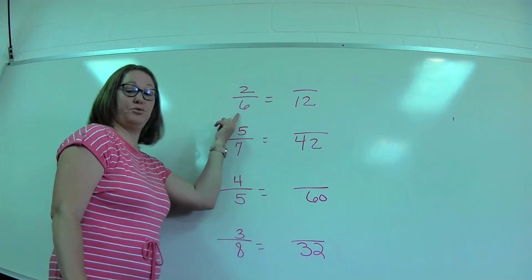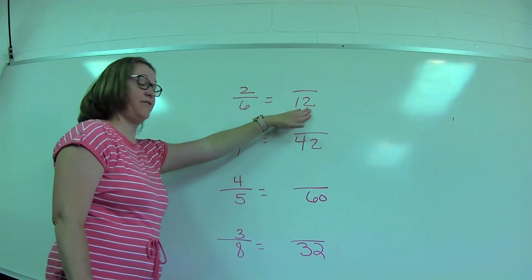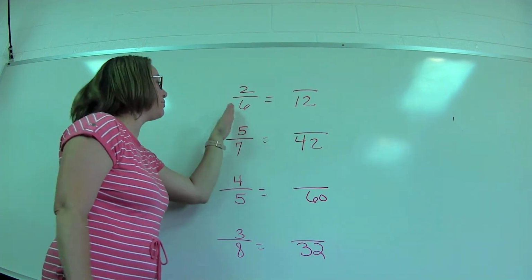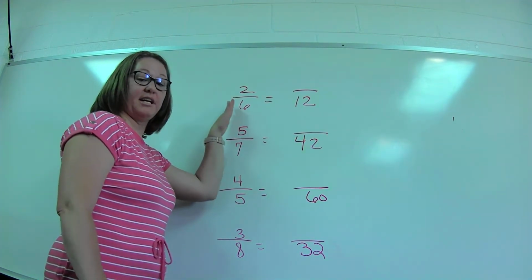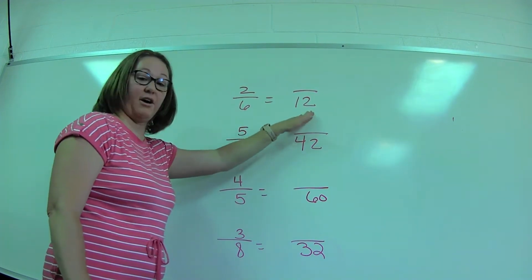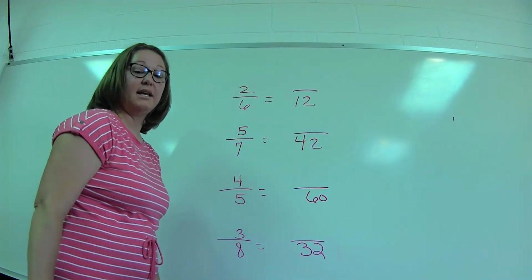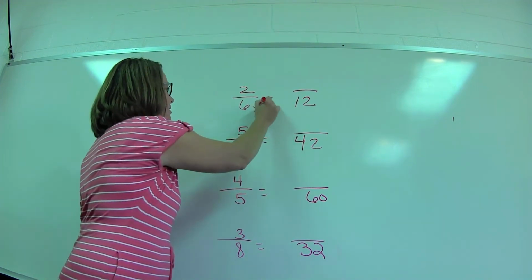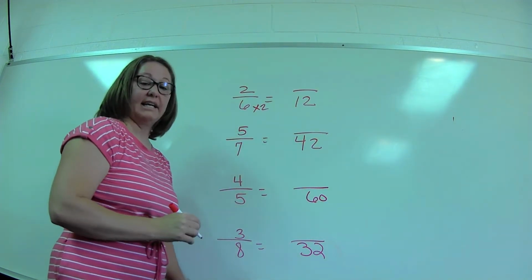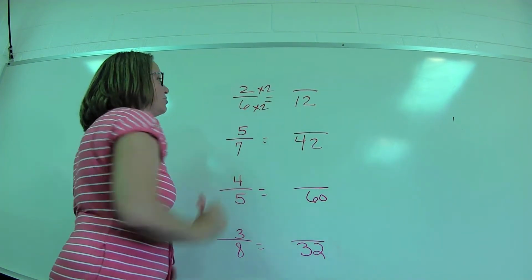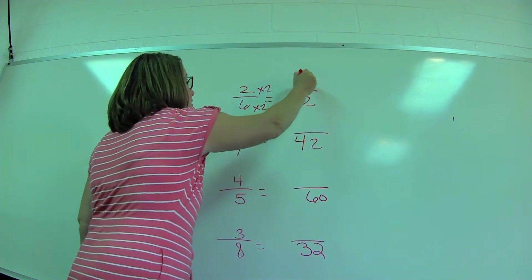Okay, so I have 2/6, and I want to make an equivalent fraction that has 12 as the new denominator. All right, well, first I have to ask myself, how many times does 6 go into 12? We're taking a number and making it larger, so we're going to multiply. So 6 times 2 is 12. Again, what I do to my denominator, I have to do to my numerator. So 2 times 2 then is 4.